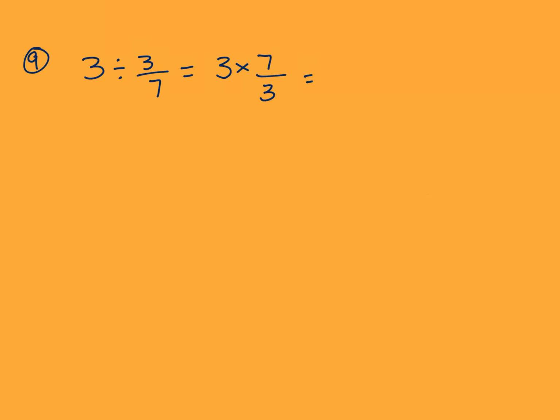Flip that second one over. 7 times 3 is 21. There's an invisible 1 on the bottom. 1 times 3 is 3. 21 split into 3 groups is 7. So he will run 7 laps.